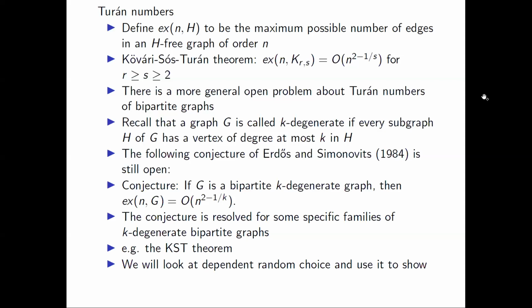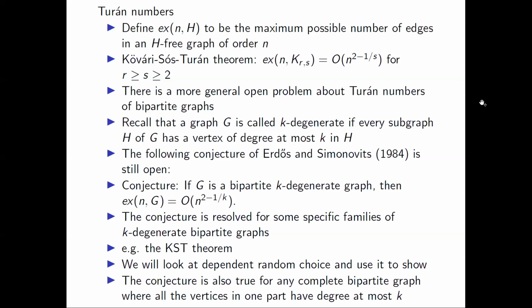And in this video, we're going to look at this probabilistic method called dependent random choice. And we'll use it to prove this conjecture for a more general family of bipartite graphs. Specifically for bipartite graphs where all of the vertices in one part have degree at most k, and that word complete obviously should not be there. Though it's not false what that bullet says, it's just not as general as it could be.